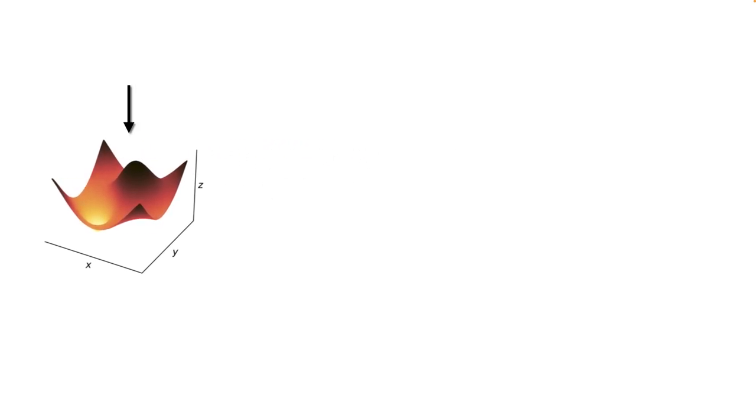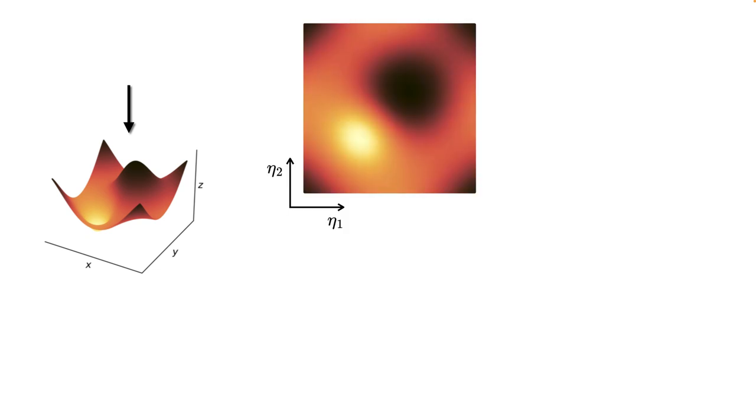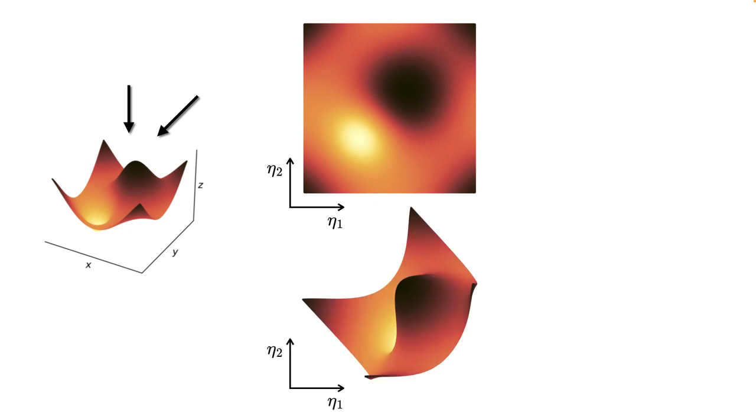I could, for example, look at that surface directly from top to bottom and project it onto a plane of sight. In that case, I will see a projection that looks like this. My three-dimensional surface defined by x, y, and z is now represented in a two-dimensional coordinate system defined by eta 1 and eta 2. But I could also tilt my head and look at that surface from behind. In this case, a projection onto a plane of sight might look like this.